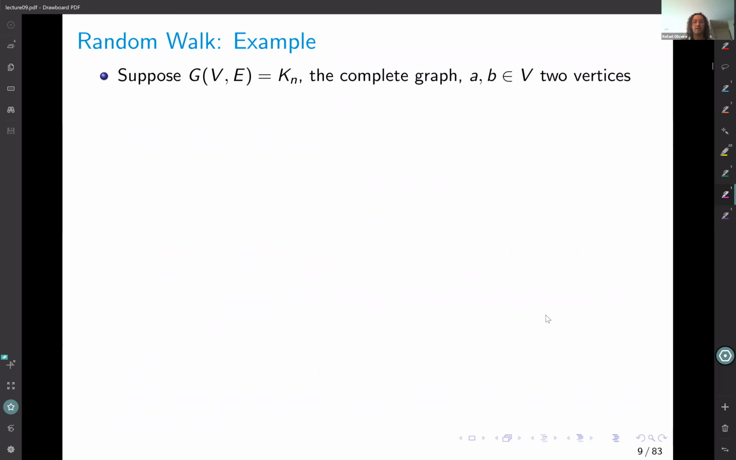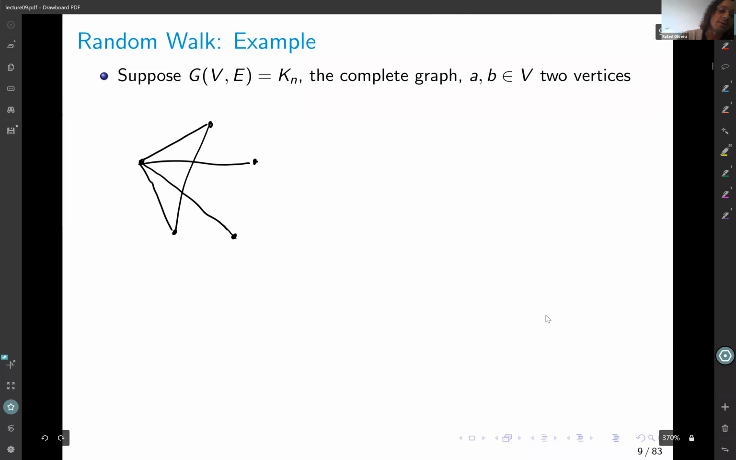So here's an example, which we're going to be coming back to over and over today. Suppose that we have this graph G, which is the complete graph, and A and B are 2 vertices. Remember, Kn is the complete graph. Let me draw K5 here. It just means that for every pair of vertices, I have an edge between them. For example, this is the K5. And let's say that I have 2 vertices A and B.